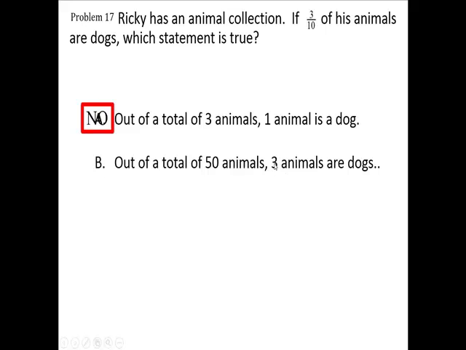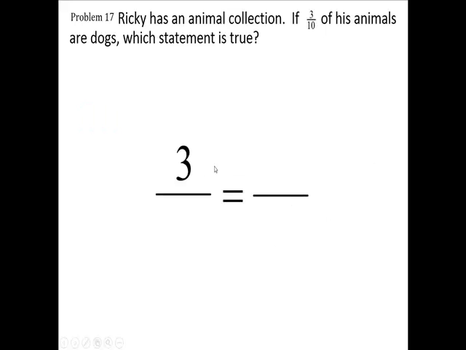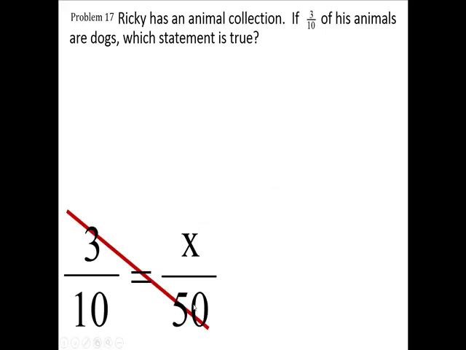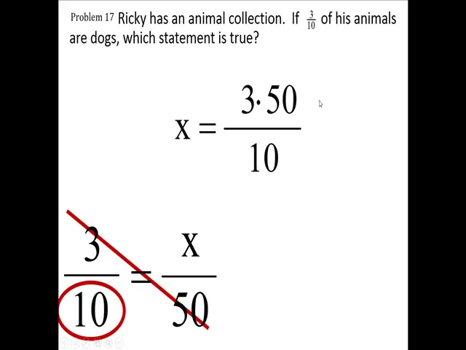Well, how about 3 over 50? Does 3 over 50 equal 3 over 10? What number would go up here if you had 50 for a denominator? Would it be 3? I think you can clearly see no, but let's just do it the same way. 3 times 50 and divide by 10. 3 times 50 is 150, divided by 10 is 15.